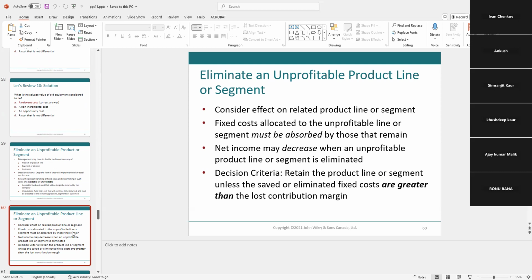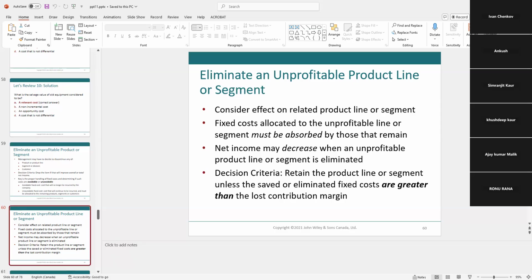So for that reason, net income may decrease when the unprofitable product line is eliminated, just because the fixed cost was inappropriately allocated to that line. Again, the decision criteria here: retain the product line or segment. Keep that product line or segment unless the saved or eliminated fixed costs are more than the loss of contribution margin.